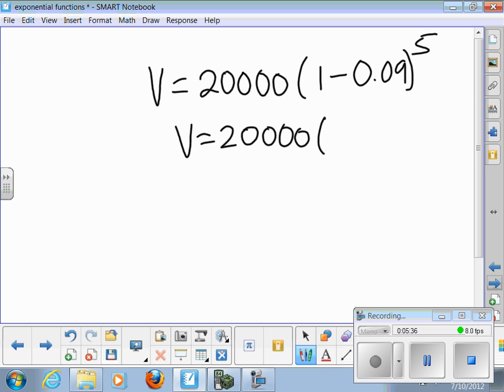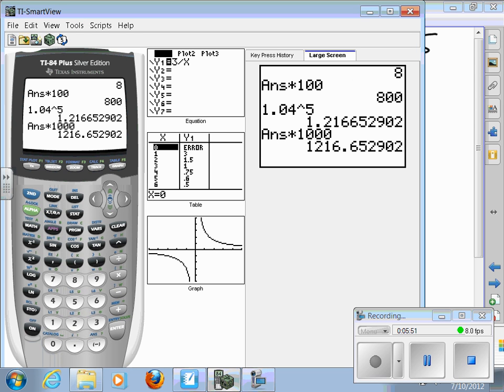And 1 minus 0.09 would be 0.91. If we do that subtraction first, that should make it easier for the calculator. We grab our calculator and we say 0.91 raised to the 5th power.